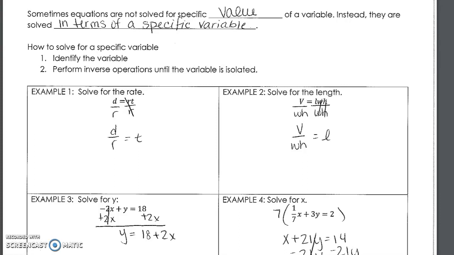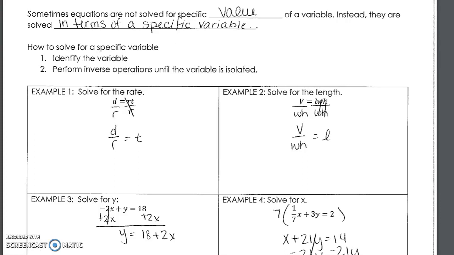So those two were formulas. Can you do the same thing with regular equations? And the answer is yes. So it says solve for y. Negative 2x plus y is equal to 18. What do you have to move away from the y to get it by itself? Well, you need to move the negative 2x. It's a negative 2x, so you need to add it to the other side.